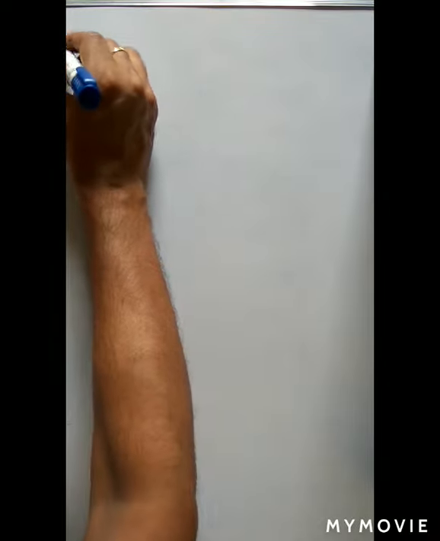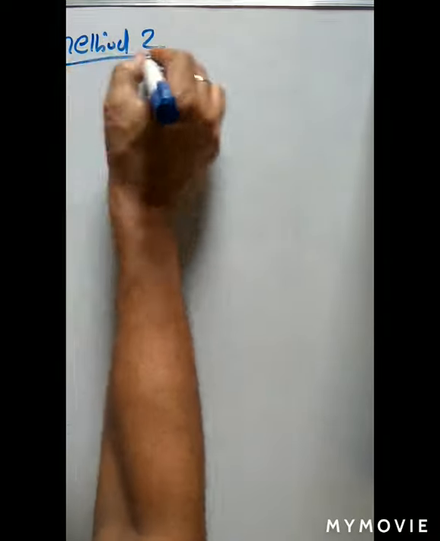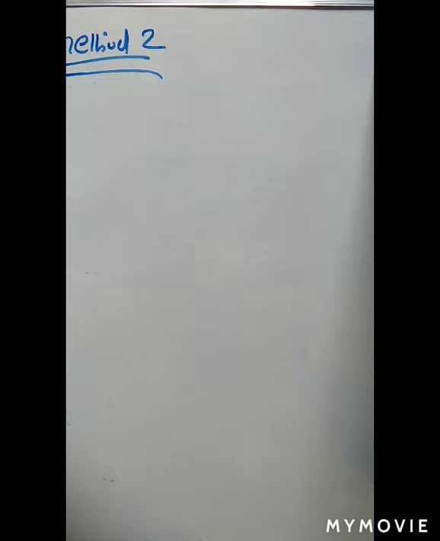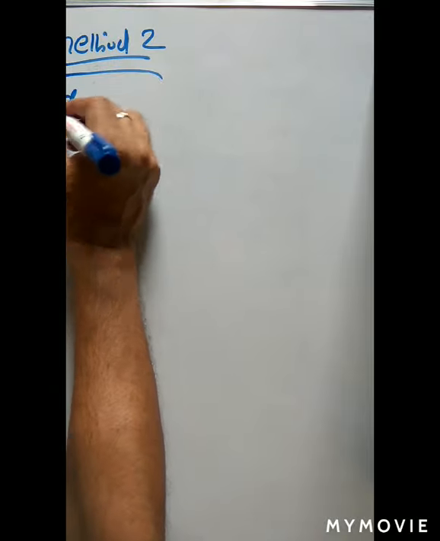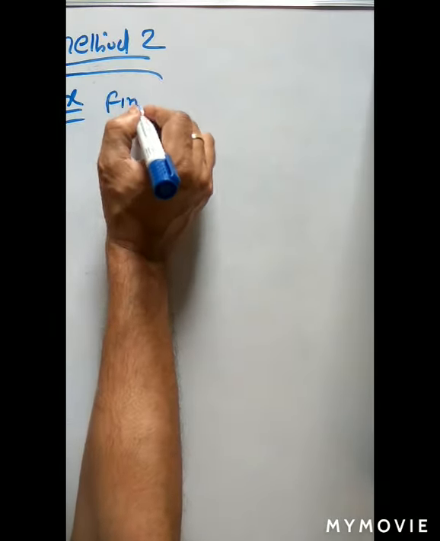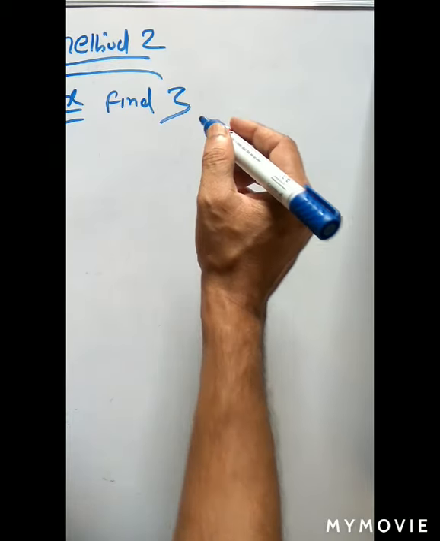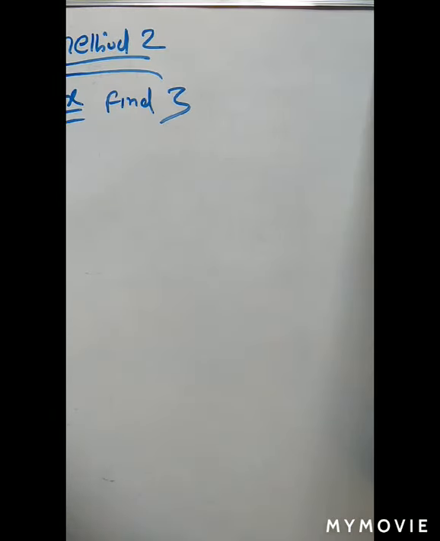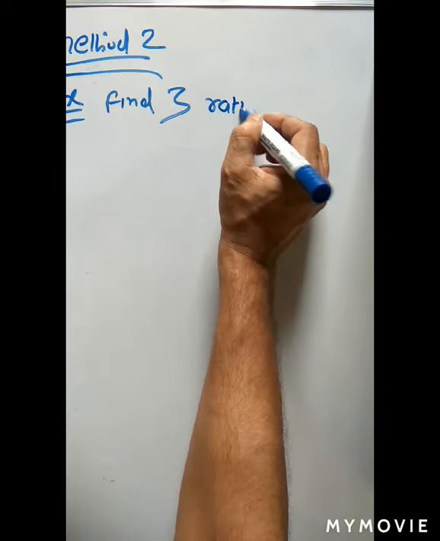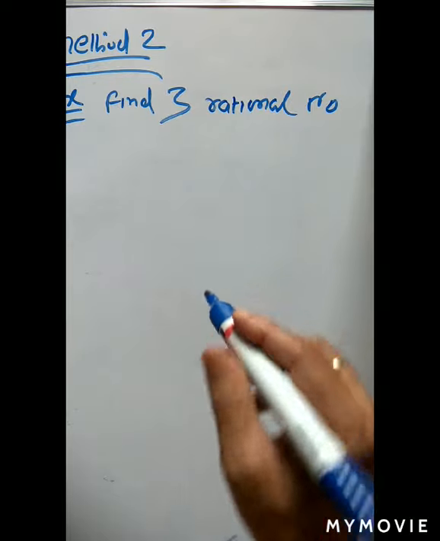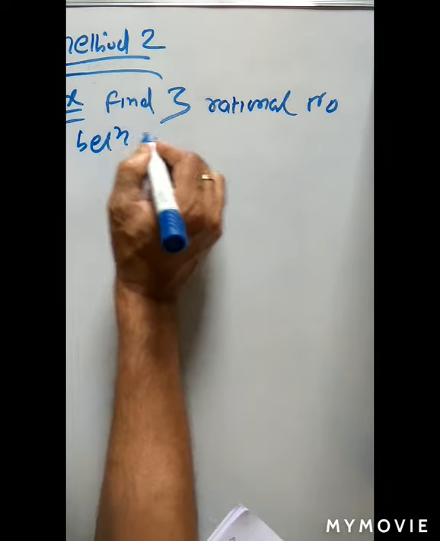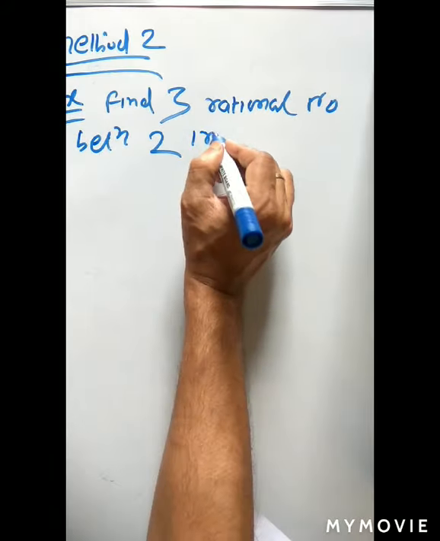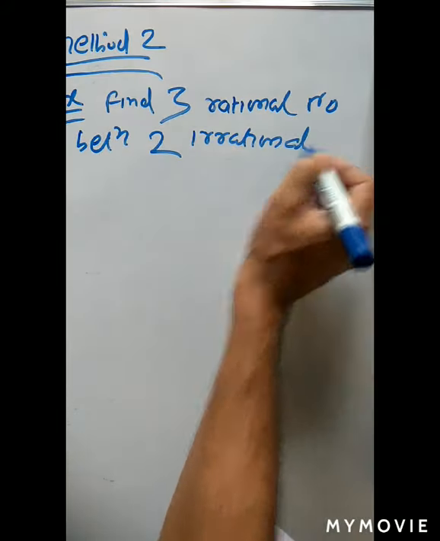So what is method 2? Now the question is, you have to find 3 rational numbers. Suppose we take the example directly. Here, find 3 rational numbers between two irrational numbers. So this question is a little bit different.